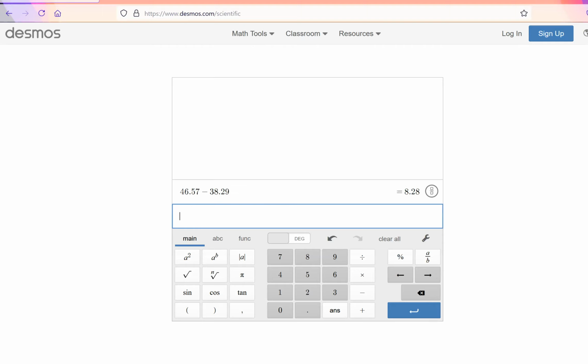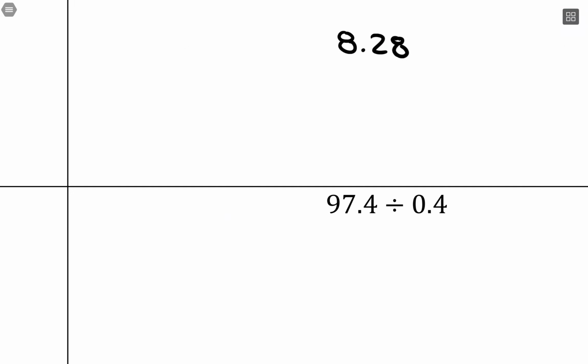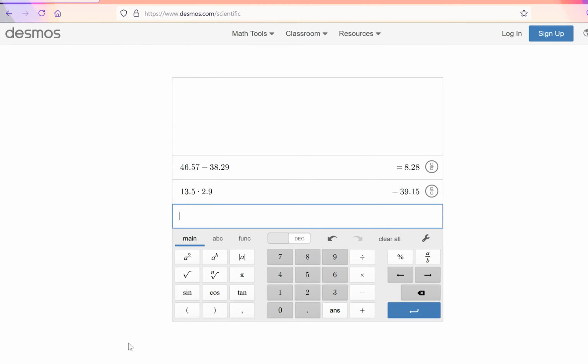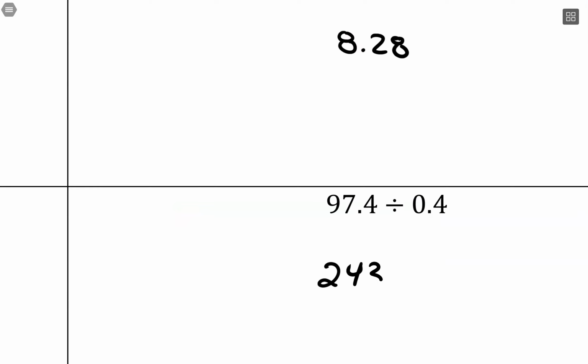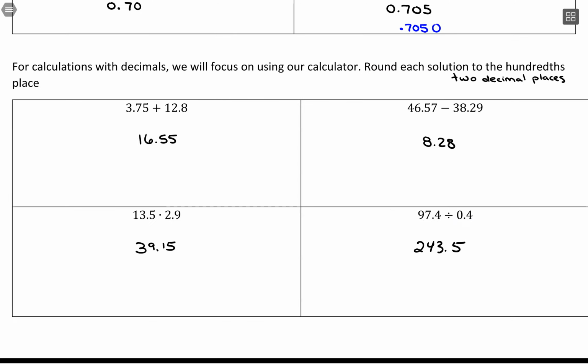All right, multiplication, 13.5 times 2.9, and rounding to 2 decimal places, which is already done for us, so 39.15. And the last one is division, so 97.4 divided by 0.4, so 243.5. So with those calculation ones, you won't have any work to show there. We'll just use the calculator.